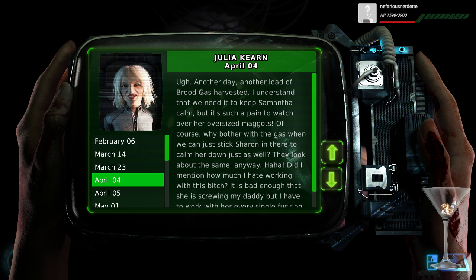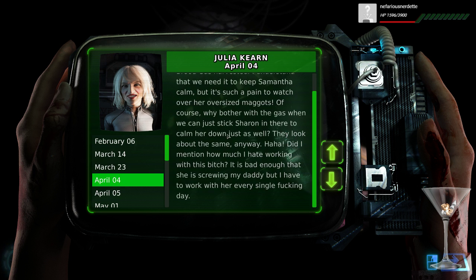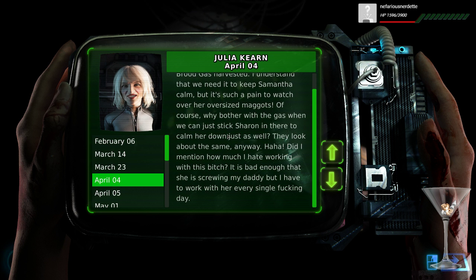April 4th. Ugh, another day, another load of brood gas harvested. I understand that we need it to keep Samantha calm, but it's such a pain to watch over her oversized maggots. Of course, why bother with the gas when we can just stick Sharon in there to calm her down just as well? They look about the same anyway. Ha ha. Did I mention how much I hate working with this bitch? It is bad enough that she is screwing my daddy, but I have to work with her every single fucking day.